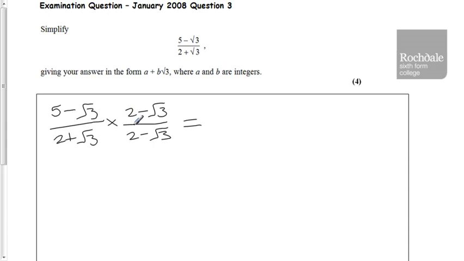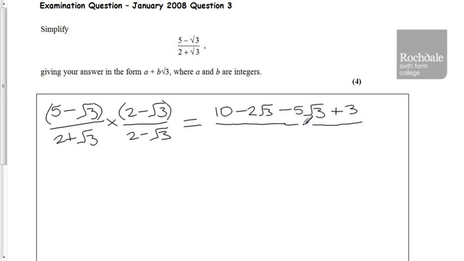Second is for expanding out. Now in the numerator, we really have 2 pairs of brackets. Let's expand these. So I've got 5 times 2, which is 10. I've got minus root 3 times 2, which is minus 2 root 3. I've got minus root 3 times 5, which is minus 5 root 3. And I've got minus root 3 times minus root 3, which is plus 3. That's the numerator dealt with.